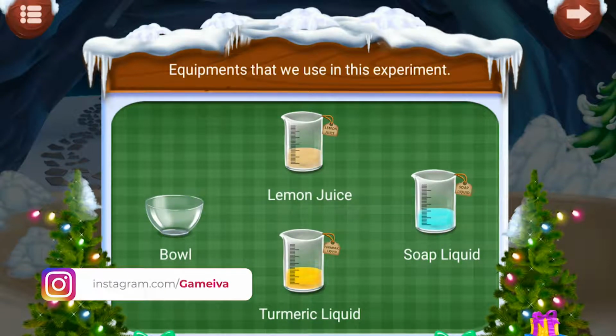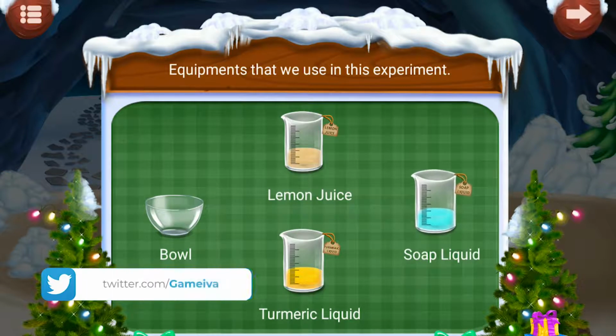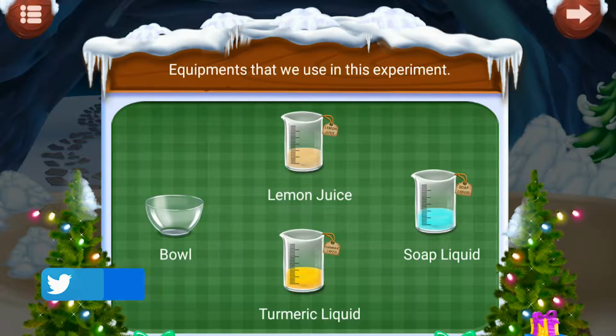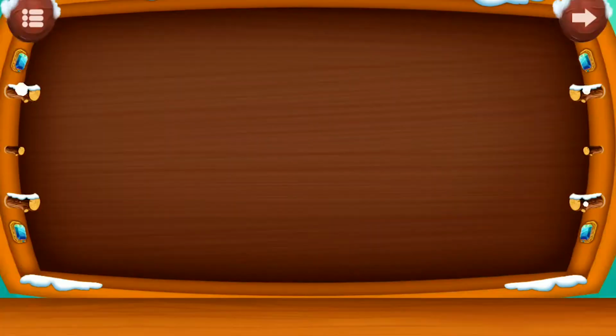Equipments that we use in this experiment: a bowl, lemon juice, soap liquid, turmeric liquid. Introduction. In this experiment, we will learn whether the given solution is acidic or base.